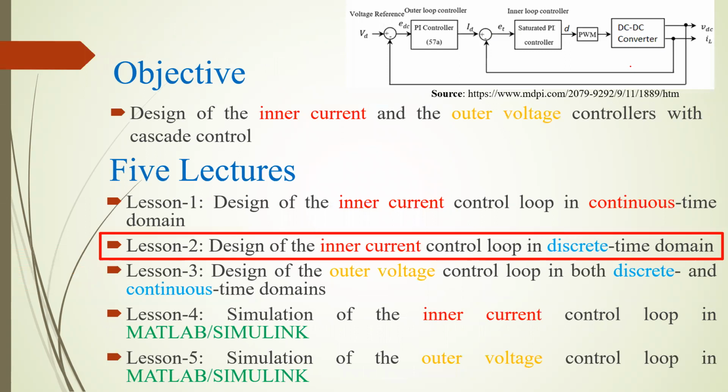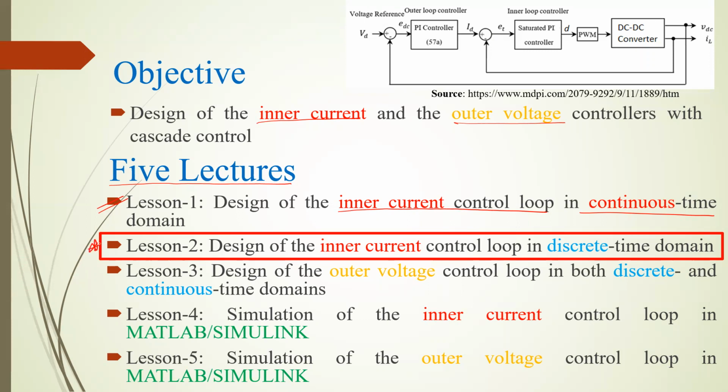This is the same slide I have taken from my first video, where I have listed the 5 lectures I am going to prepare and upload to YouTube, which will help you understand the inner current control loop and outer voltage control loop in detail for DC-DC converters. In the first lesson, I have already explained how we can design the inner current control loop in continuous time domain, and we designed the current control loop for various DC-DC converters. So the steps we used were more general and can be adapted for any DC-DC converter.